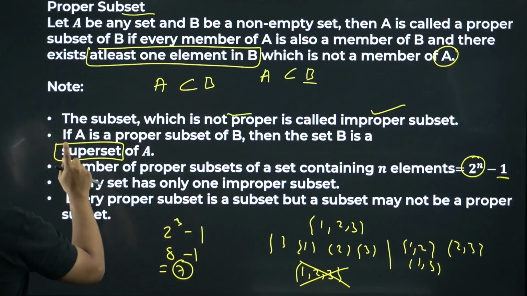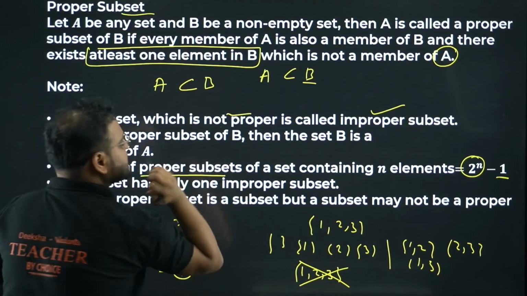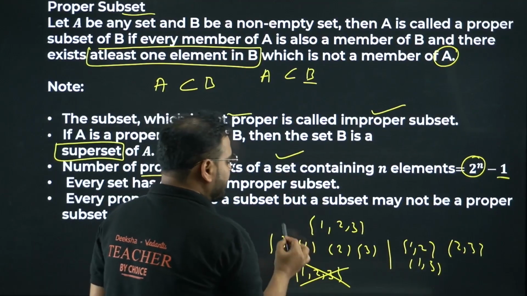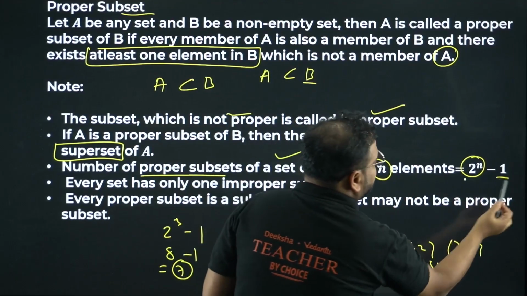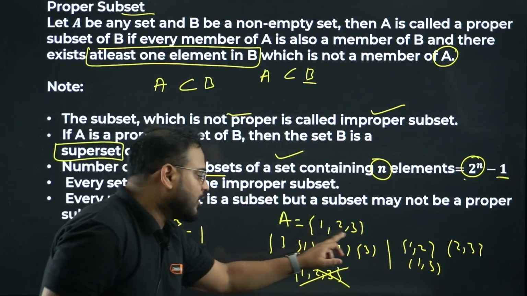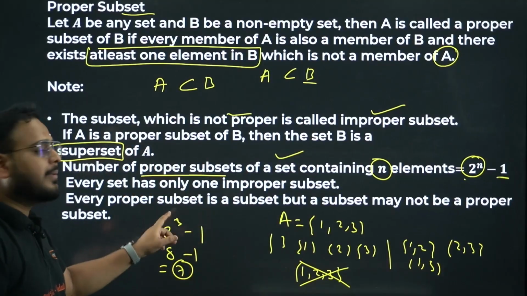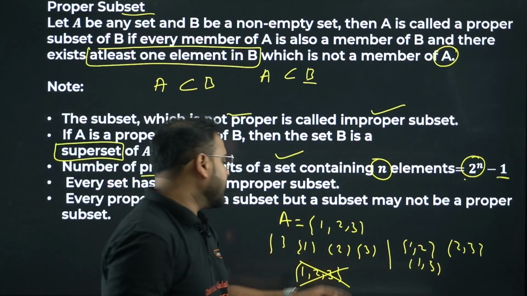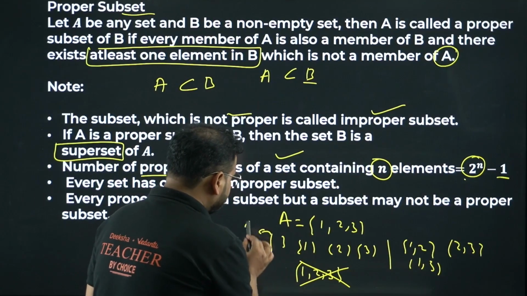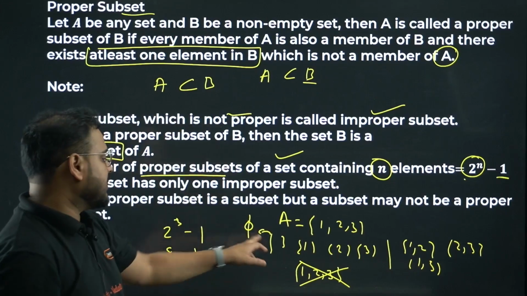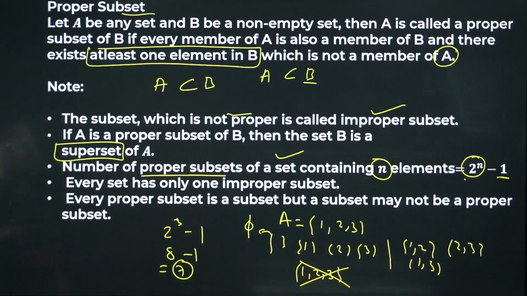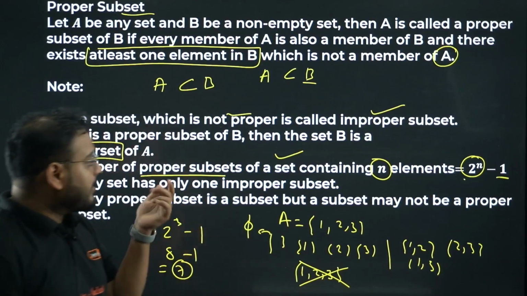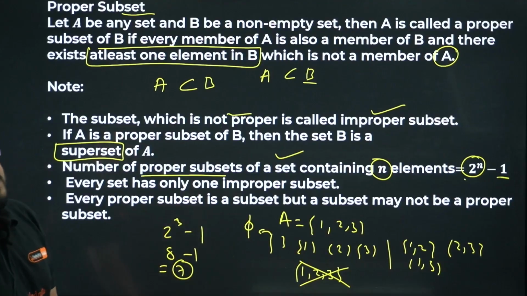The definition was the number of proper subsets of any given set. Let's say this is my set A. For n elements, it will be 2 power n minus 1. In this case, what is n? 1, 2, 3. There are a total of 3 elements. So 2 power 3 is 8, minus 1 is 7. Count here: this is the null set. Remember, the null set is a subset of all the sets. So null set is 1, then 3 here, 3 over here, total 7. I've explained the same thing: every proper subset is a subset, but a subset may or may not be a proper subset.